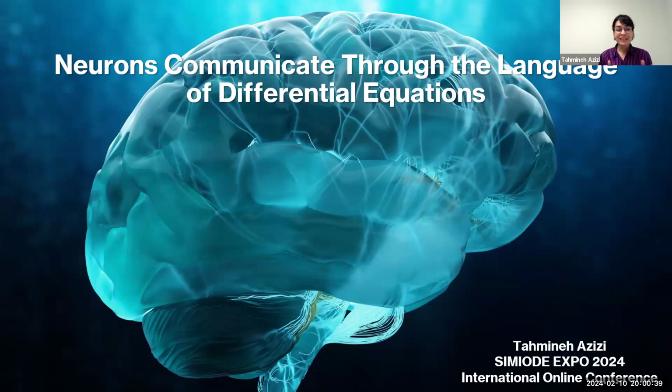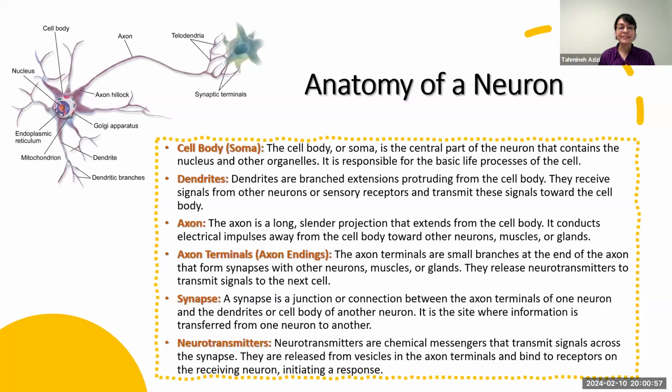So the topic that I selected this year is about computational neuroscience and how mathematical language, or differential equations, is going to be used to model communication between the neurons. I'm going to start with a few introductory points about the anatomy of a neuron.